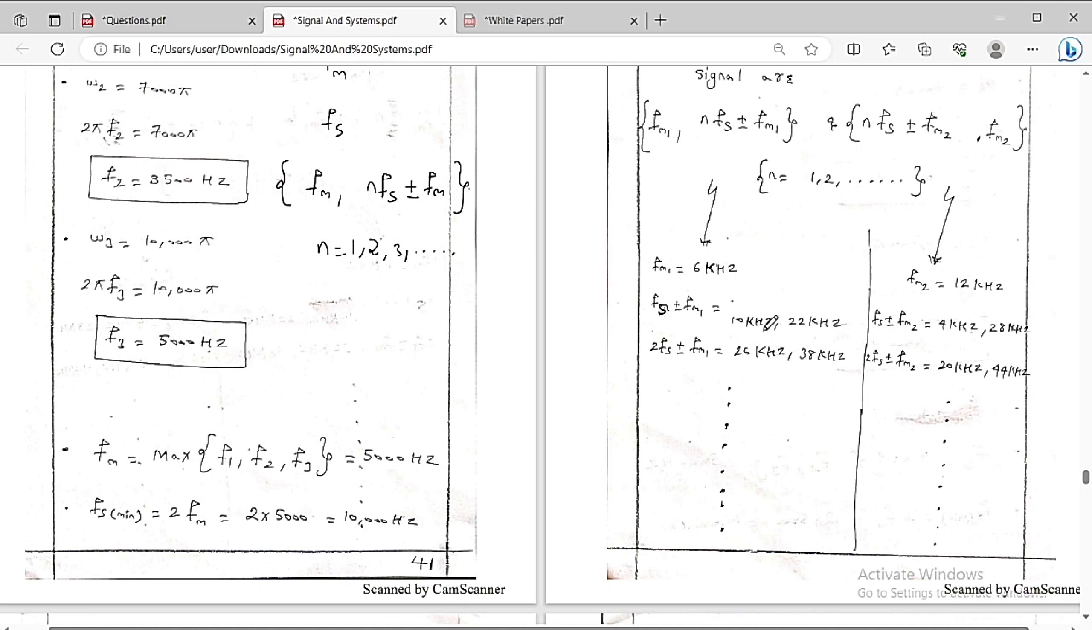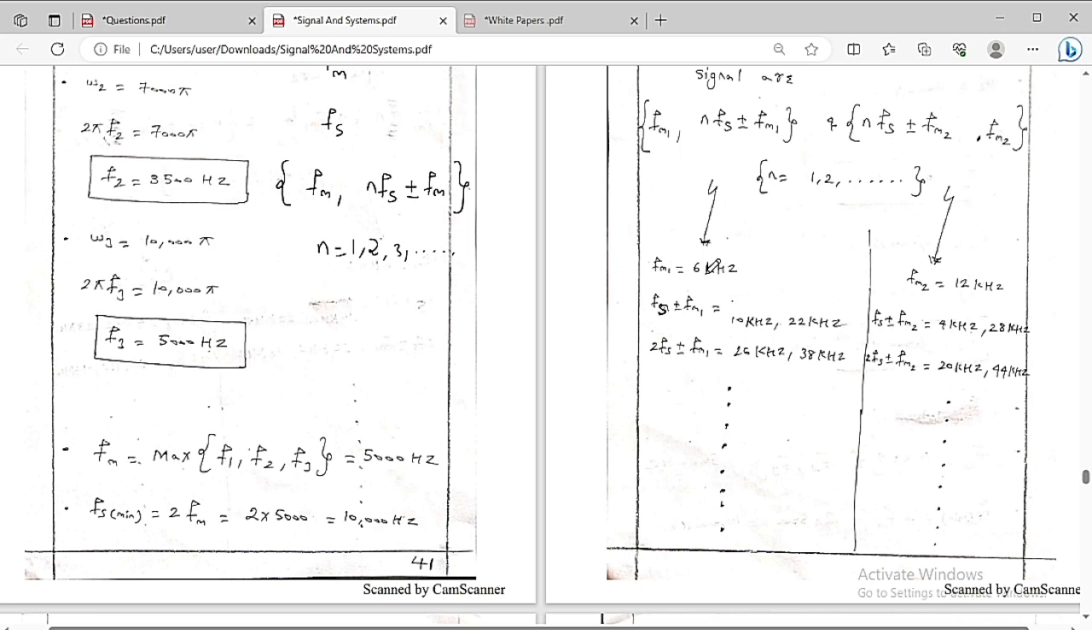But the signal is now passed through the low pass filter of a cutoff frequency of 16 kilohertz. Means what are the frequencies which are below 16 kilohertz? Only those signals are going to pass through the filter. So only those frequencies which are below the cutoff frequency are going to come out of the filter. So what are those values?